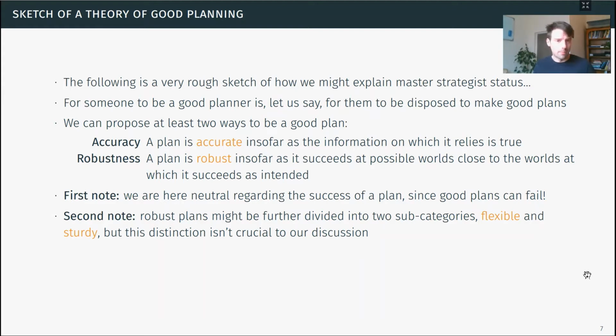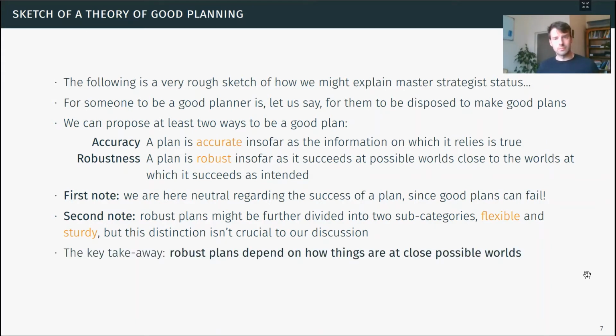On the other hand, it might be robust by being sturdy, where the idea is that it wouldn't have very many conditional actions at all, but rather would have a fixed structure that was able to succeed in a wide range of circumstances. We might think of this as analogous to a dominant strategy in a game, one that doesn't require you to respond because it just overcomes the opposition in all or most cases. But in any case, the distinction is not crucial to our discussion. It's just something that's useful to have in the back of our heads as we think about how we think about planning.